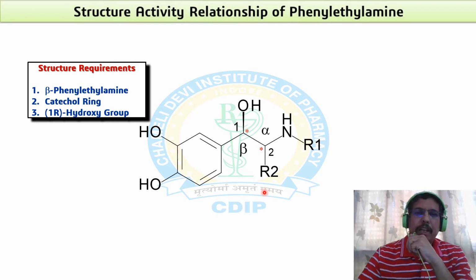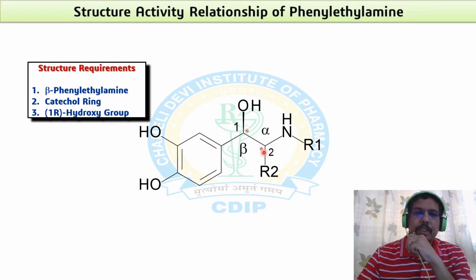So in this case there is the possibility of modification on this phenyl ring, modification on this alkyl moiety, that is R1, then the modification on R2, and again the presence or absence of this hydroxy group, and the chirality which is present on the alpha carbon as well as the beta carbon.